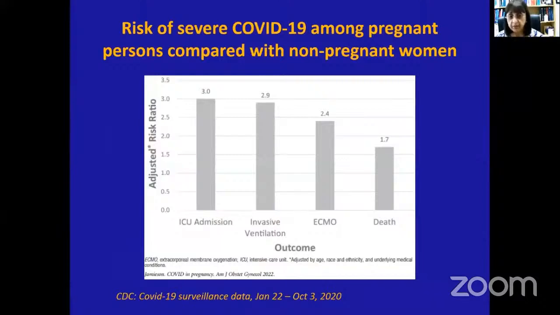Now here I show you data from the CDC, which shows very clearly that when women are pregnant and get sick with COVID-19, their outcomes are much worse than those of non-pregnant women of comparable morbidities and age. And the adjusted risk ratios for ICU admission is 3-fold, for invasive ventilation is 2.9-fold, for ECMO is 2.4-fold, and for death is 1.7. And this is a very recent publication in the American Journal of OBGYN, January of 2022.